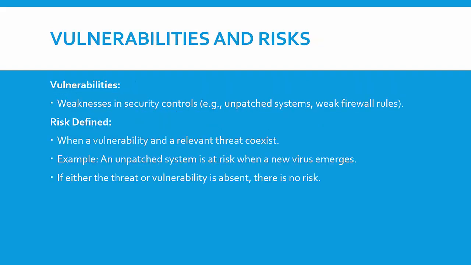Vulnerabilities are weaknesses in an organization's security controls that threats can exploit. If a system is unpatched or a firewall is misconfigured, attackers may find ways to breach security. Risk arises when both a vulnerability and a relevant threat exist. If either element is missing, the risk is neutralized.